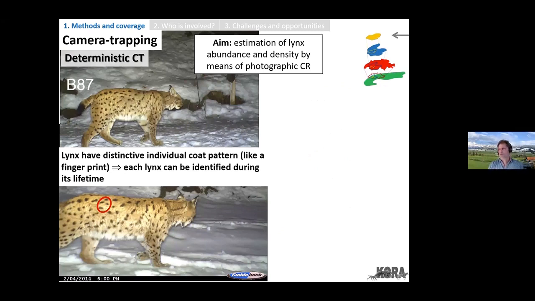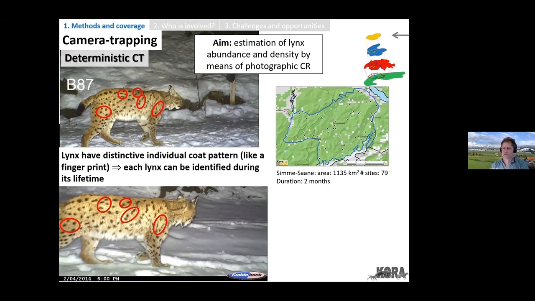So the aim is really to estimate the abundance of lynx and density by means of photographic capture-recapture analysis. Lynx have a really distinct coat pattern, and this coat pattern does not change during their life. So you can recognize an individual over its whole life. Just an example with a big spotted lynx, the B87.